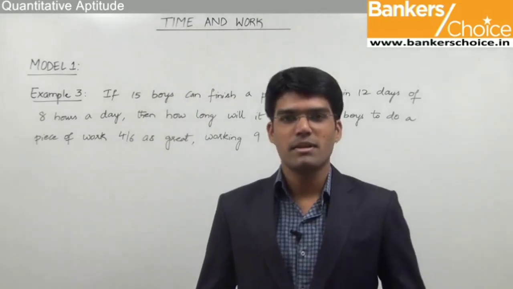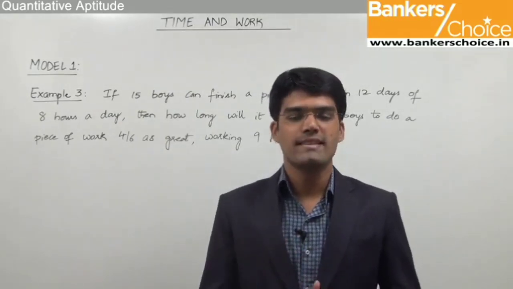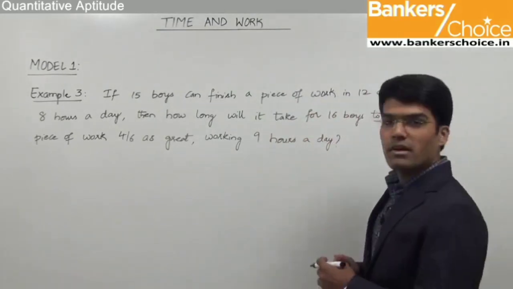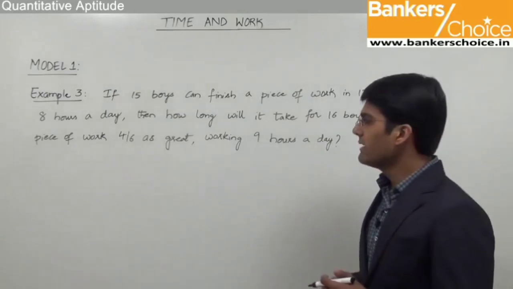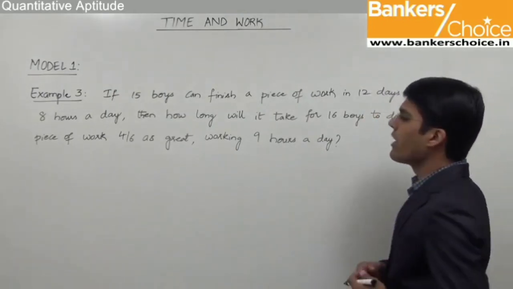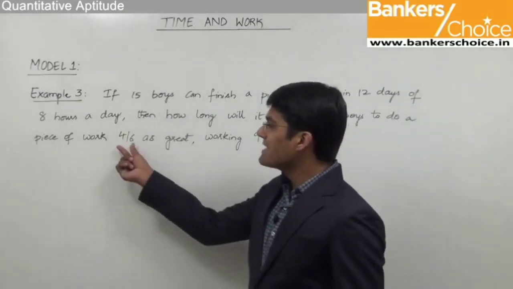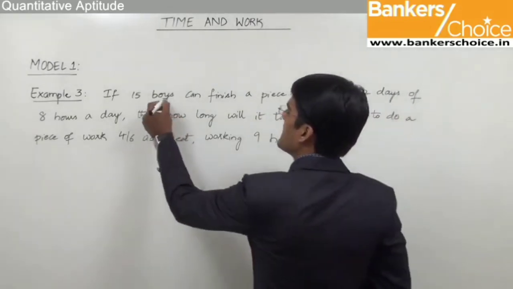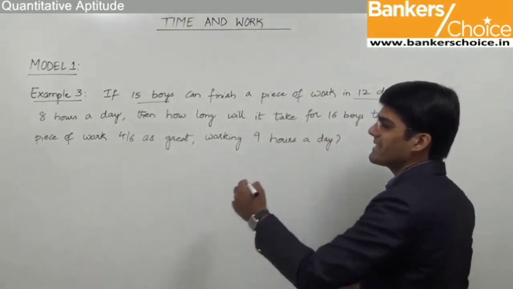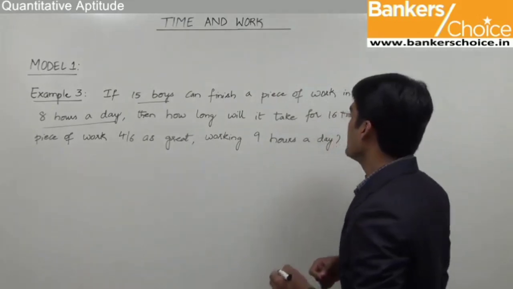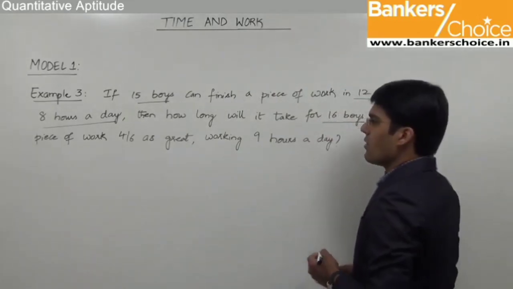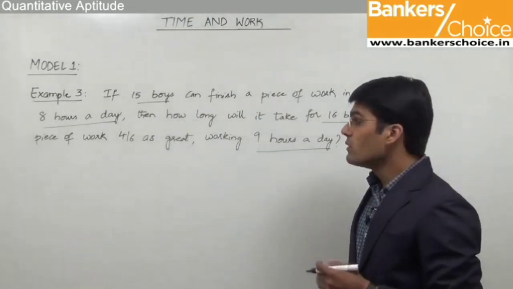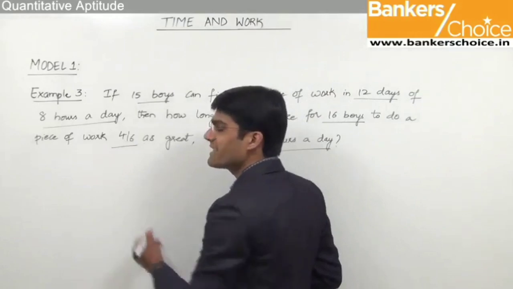Let us now take another example from model 1 where the work done in the two cases is different. Let us look at the question here. If 15 boys can finish a piece of work in 12 days of 8 hours a day, then how long will it take for 16 boys to do a piece of work 4 by 6 as great, working 9 hours a day? So as you can see here, in the first case there are 15 boys who work for 12 days, 8 hours a day. And in the second case, we have got 16 boys who work for 9 hours a day. And we are supposed to find out the number of days which is required to finish the piece of work 4 by 6 as great.